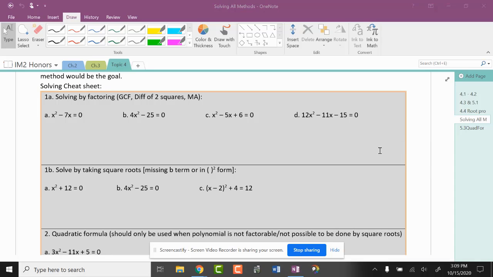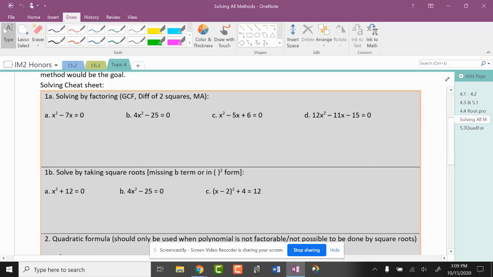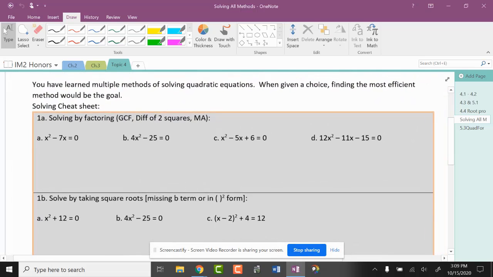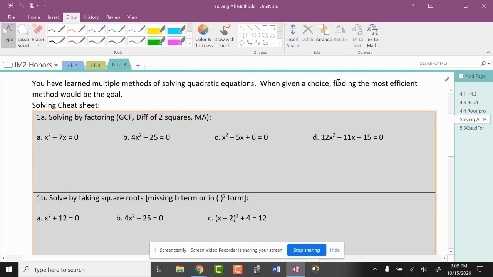The muscle in the way. Okay, and this is what your goal is. Your goal is to be efficient.